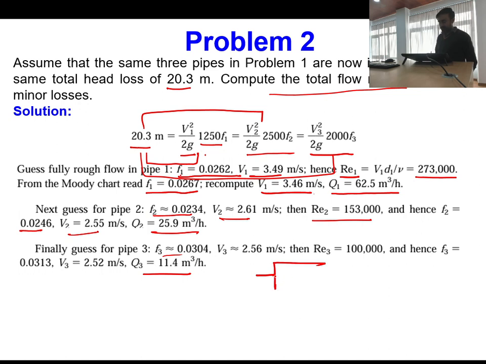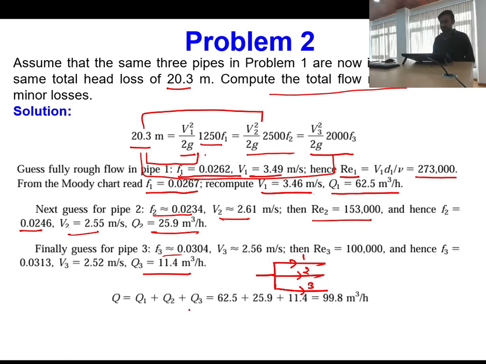Let's say I have three pipes like this. Okay, so I have found the flow rate through this, flow rate through this, flow rate through this. So the total flow rate will be nothing but the sum of all these three, and that is what we are getting as 99.8 meter cube per hour. Okay, is this point clear?